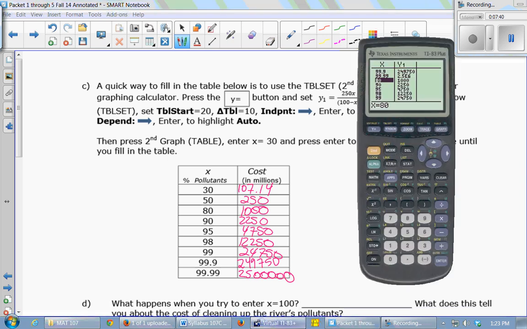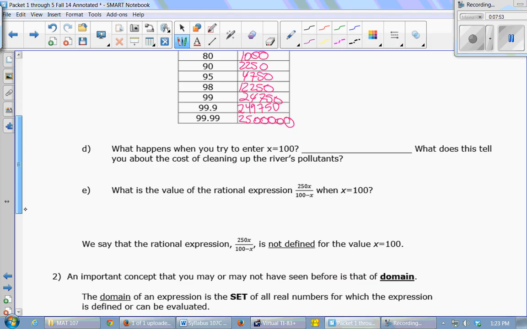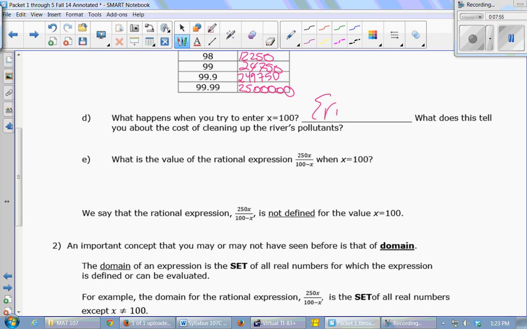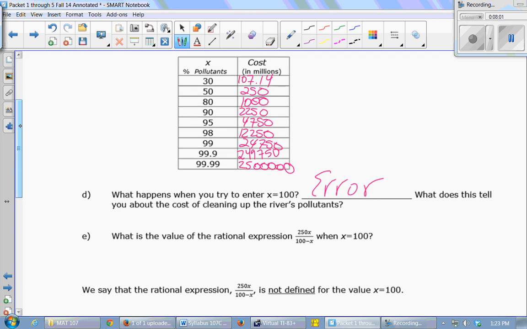All right, let's see what happens when I try to type in 100. It says error. If I want to take out 100% of the pollutants from the river, I get an error in my calculator. What does this tell you about the cost of cleaning up the river's pollutants, this table, and the fact that you get an error for 100%? It's not possible.